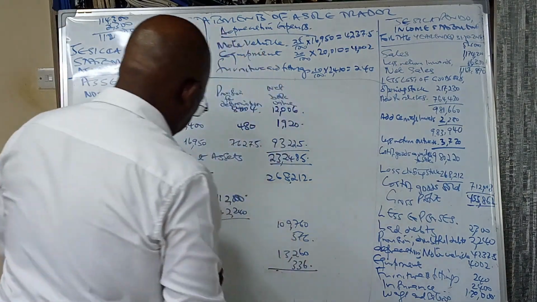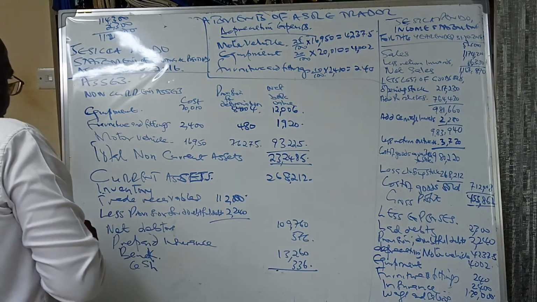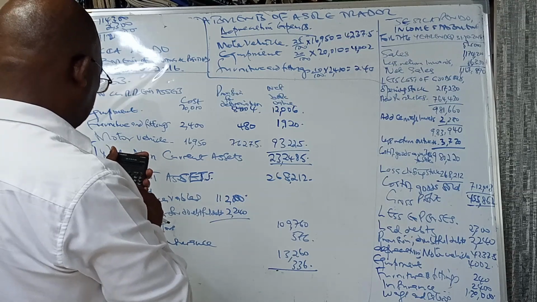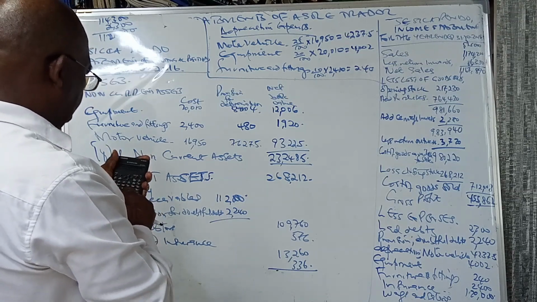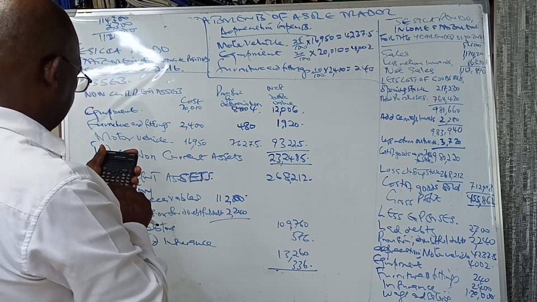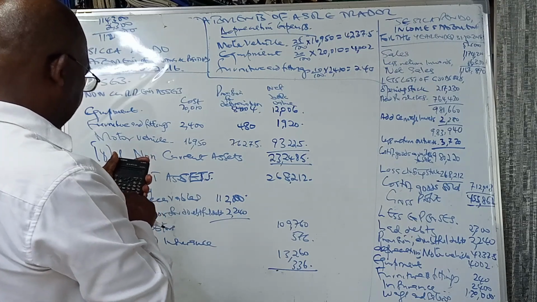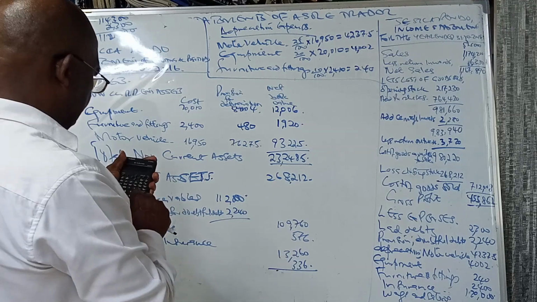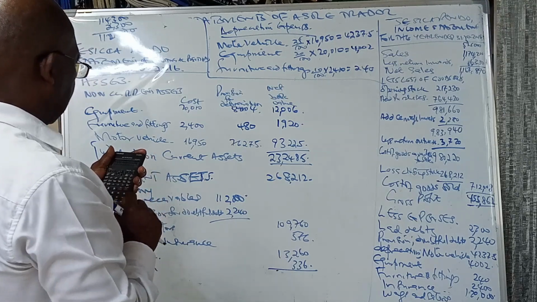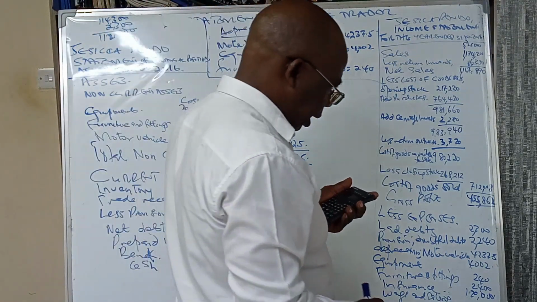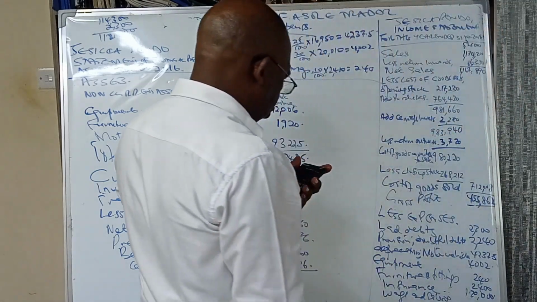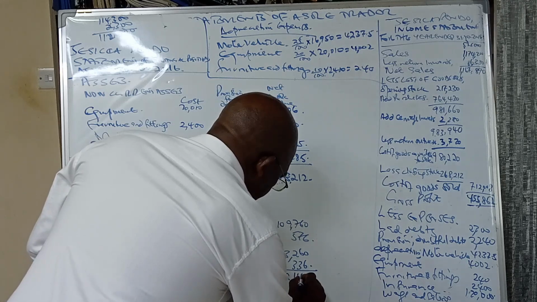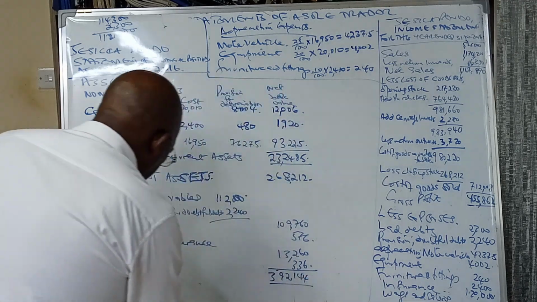If you add them up, you will get 268,212 plus 109,760 plus 576 plus 13,260 plus 336. We get a figure of 392,144. Those are the total current assets.